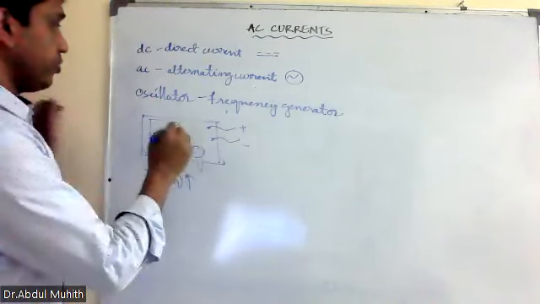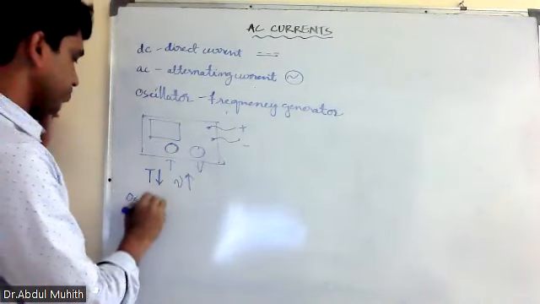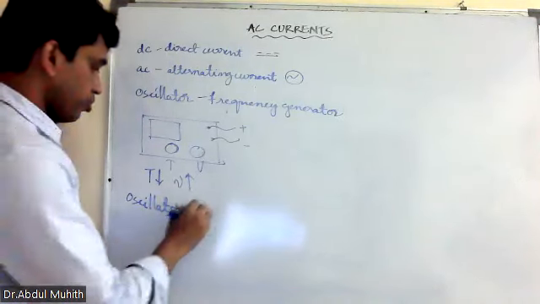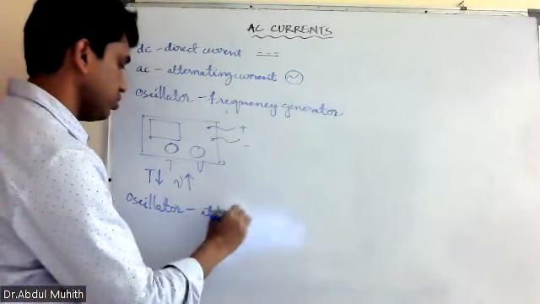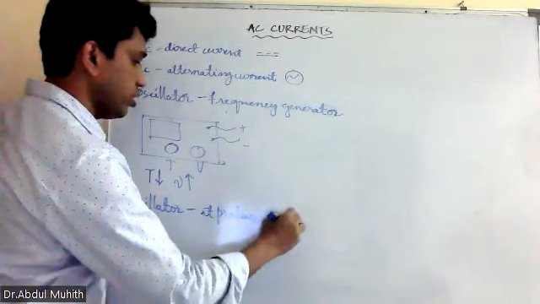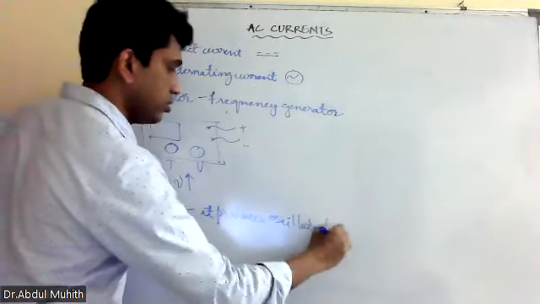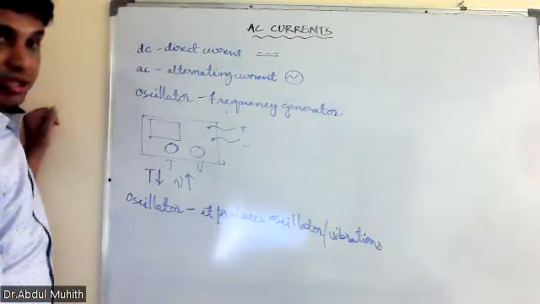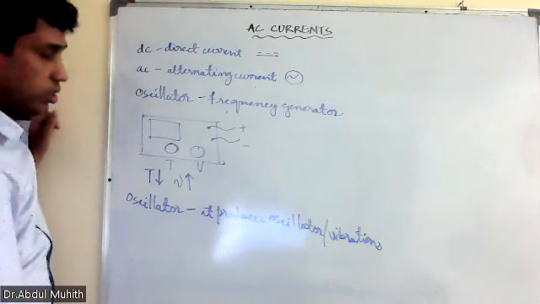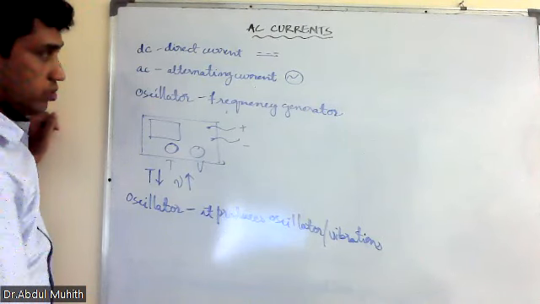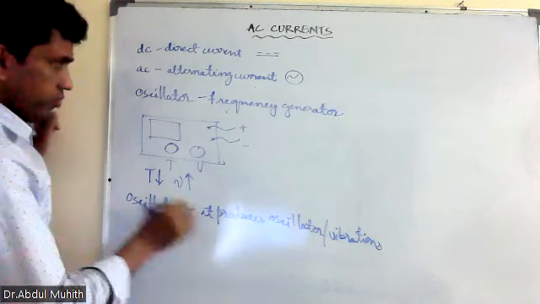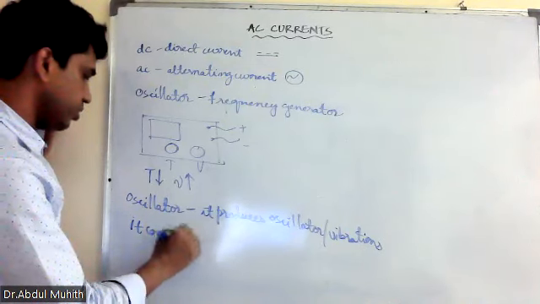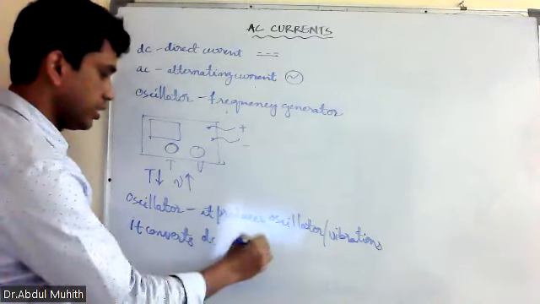Now, what is an oscillator? Oscillator means it produces oscillations or vibrations. That instrument is known as an oscillator. Now, for frequency, what happens? It converts DC to AC signals.